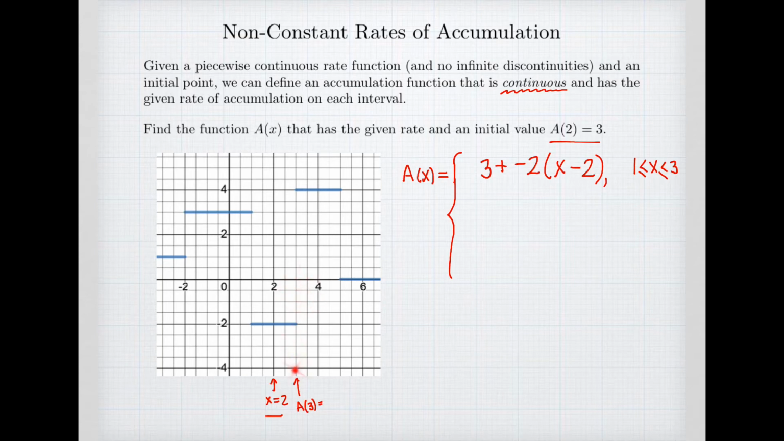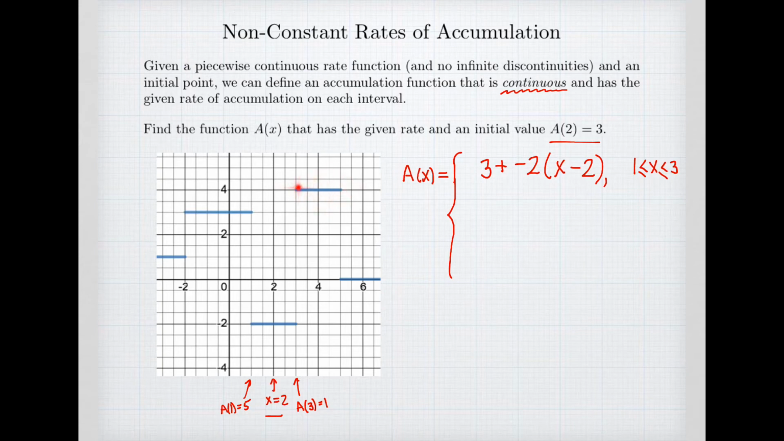At x equals 3, I can plug 3 into my formula. I get 3 minus 2 is 1, so I get 3 plus -2 is 1. That gives me a value at this point. And in a similar way, if I put x equals 1 into my formula, 1 minus 2, that's -1. -2 times -1 is +2, and so I get that a of 1 equals 5. A of 1 is 5. Now that I have two new points, I can use those to generate the point-slope formula for the next two intervals.